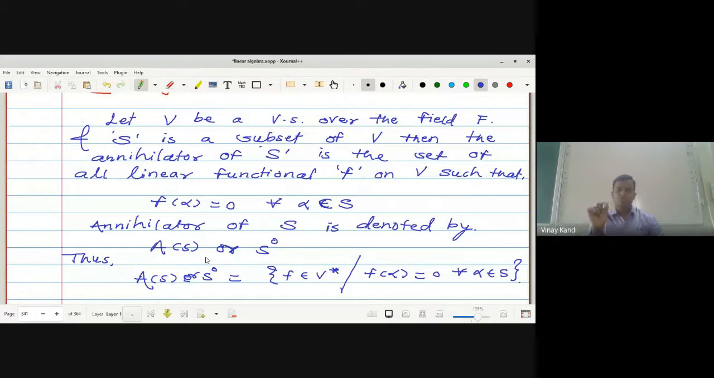Okay, S annihilator. And the set is defined as f belongs to V star. F belongs to V star means from the collection of all linear functionals on V, such that f of alpha is equal to 0 for all alpha belongs to S.